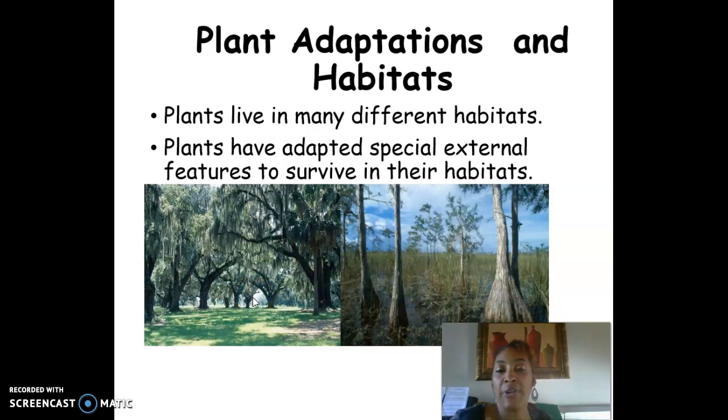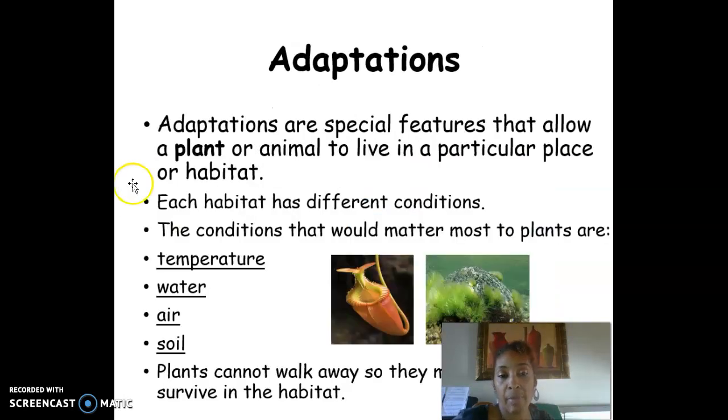Plants live in many different habitats. Plants have adapted special external features to survive in their habitats. Adaptations are special features that allow a plant or animal to live in a particular place or habitat. Each habitat has different conditions. The conditions that would most matter to plants are temperature, water, air, and soil. Plants cannot just walk away, so they must adapt to survive in their habitat.